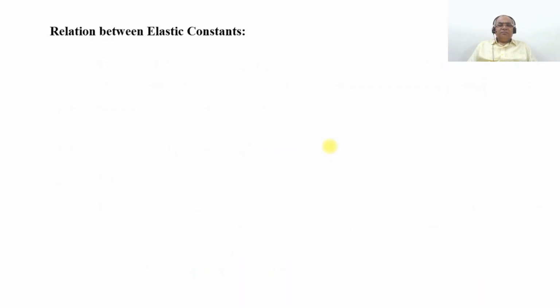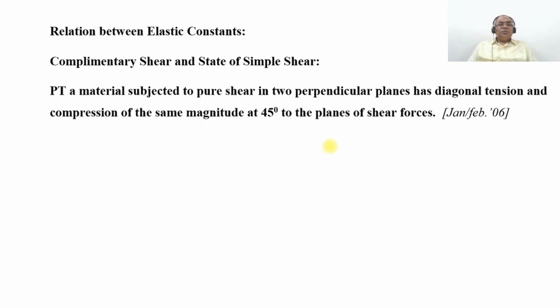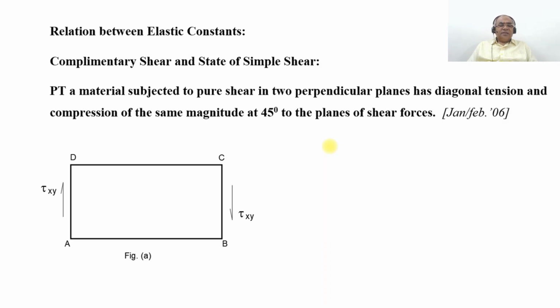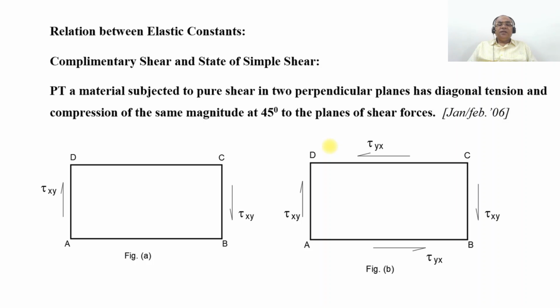Now we are going to look at some relations between the elastic constants. What is the complementary shear and state of simple shear? Prove that a material subjected to pure shear in two perpendicular planes has diagonal tension and compression of the same magnitude at 45 degrees to the planes of shear forces. When we consider figure A, ABCD is subjected to a shear stress, which is tau xy along the plane AD, and tau xy in the opposite direction, toward the bottom side, on the plane BC.